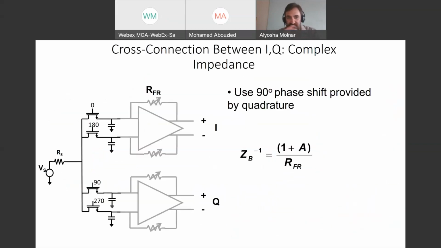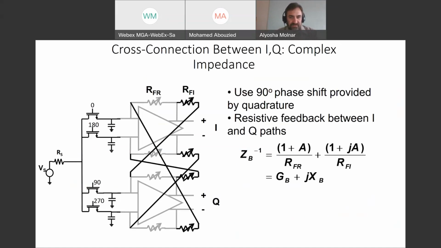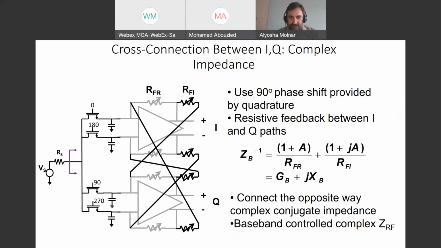Now, just a brief side point. I mentioned that you can do complex impedance, and one way to achieve that is to provide some path where current on the I path generates voltage in the Q path and vice versa. As an example, we showed already how to do a resistive impedance just in feedback around an amplifier. If we provide cross connections between I and Q appropriately, we can then generate this cross coupling, and that generates a complex impedance. And now we have the ability to generate a full set of complex input impedances just based on baseband components. And we can switch the polarity by just switching how those resistors are hooked up.